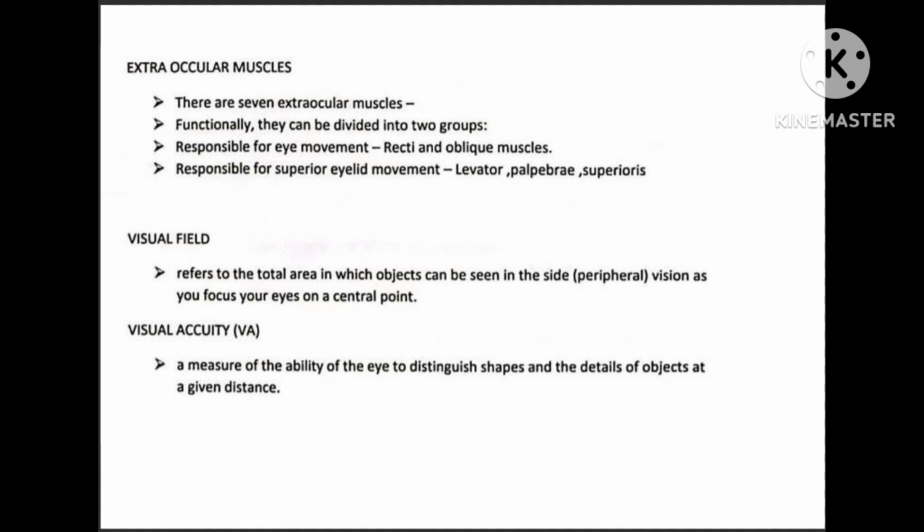There are 7 extraocular muscles. Functionally, they can be divided into 2 groups. Recti and oblique muscles are responsible for eye movement. Levator palpebrae superioris is responsible for superior eyelid movement.